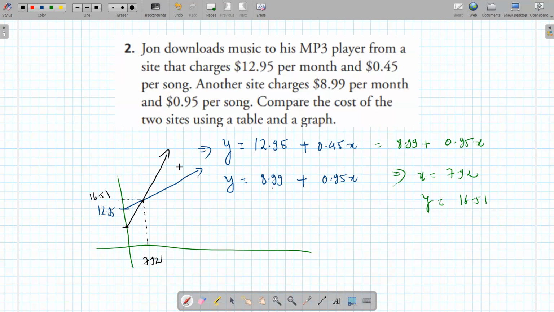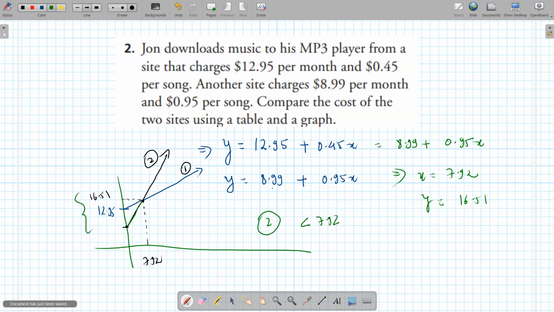So let's say this one is graph 1. Let's say this one is graph 2. Which one is better? Which one should he go with? The first one. So this one's a little bit tricky. He should go with the second one if he's downloading less than 7.92 songs. Because we're trying to minimize the bill, right?